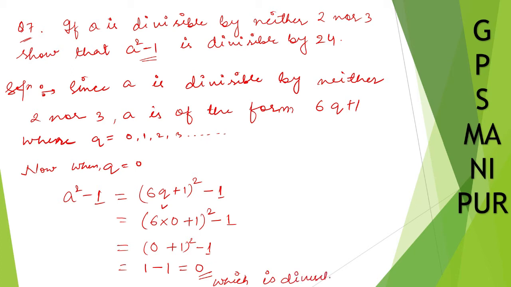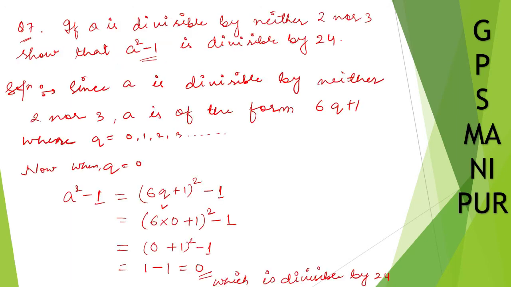Therefore, 0 is divisible by 24. Okay, next. So when Q is equal to 1, (a²-1) is equal to (6q + 1)² - 1. Instead of A, we are putting 6q + 1, which I have already written here.